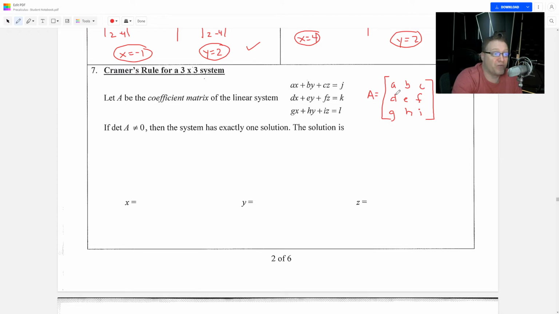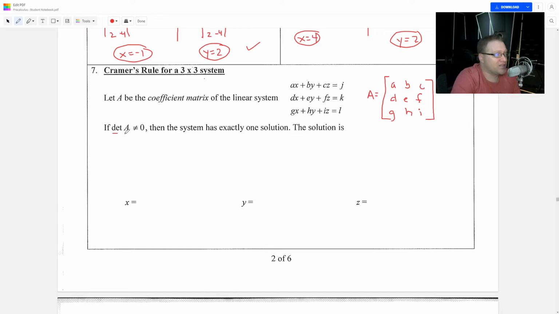Now you need to make sure that when you are writing out your coefficient matrix, the coefficients for the x's all have to be in one column, the coefficients for the y's all have to be in one column, and the coefficients for the z's all have to be in one column. You can't mix it around. If they write 3x plus 4y minus 2z equals blah, blah, blah, and then 3z minus 4x plus 5y, they mix things around, the x's and the y's. You need to make sure you put them all in order before you make your matrix.